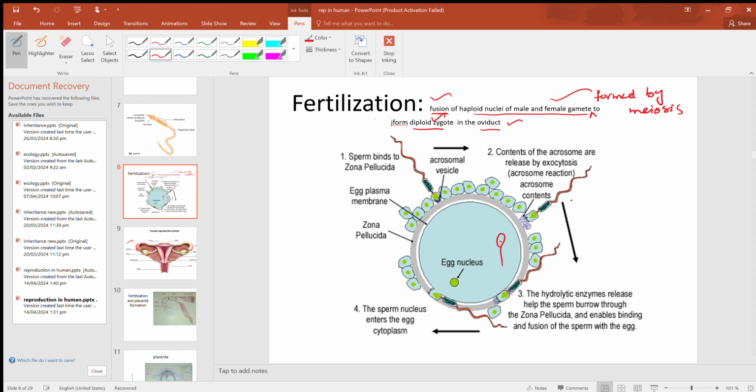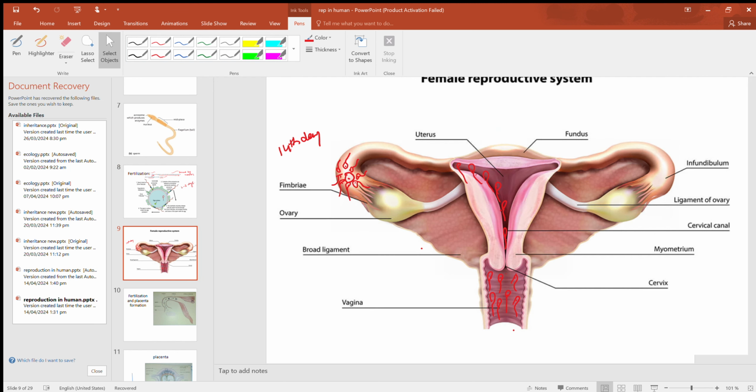Fine. So the rest of the sperm will die, because we know the lifespan of the sperm. The lifespan of the sperm is only 2 to 3 days. So after 2 to 3 days, the sperms will die. Of course, it will take time for them to reach the oviduct, so it will also take time.